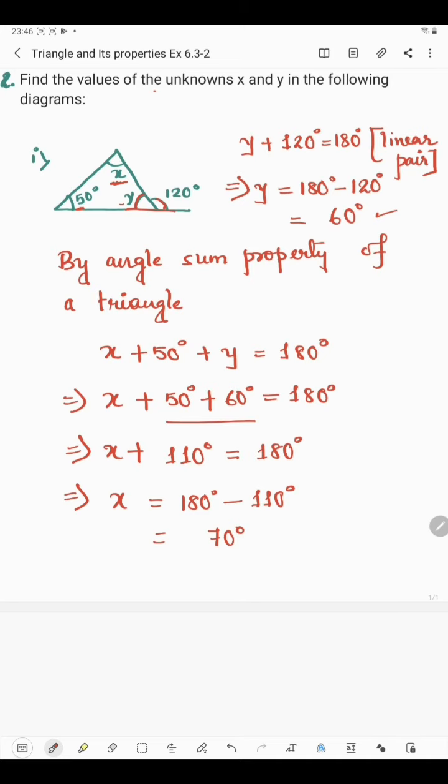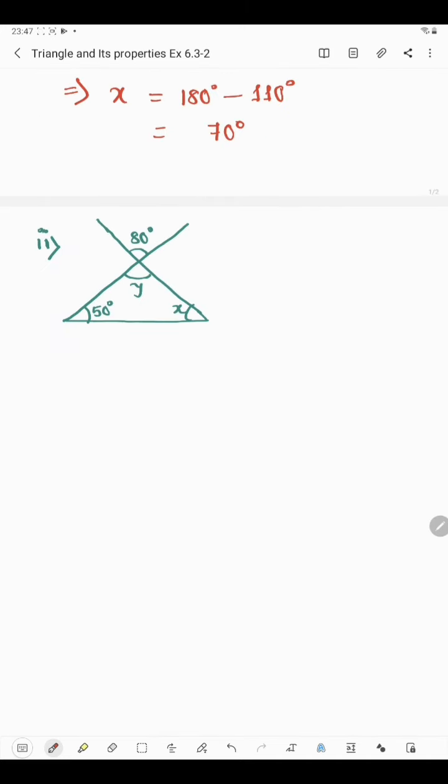Okay. Now coming to the next part. Now focus on the second figure. Here we can easily find the value of y. Why? Because here these two lines are crossing each other, and we know that if two lines cross, then this angle is equal to this angle because it is a vertically opposite angle, right? So we can easily find the value of y, which is 80 degree, and we will have to write the reason also. This is vertically opposite angle. Okay, now we have got the value of y.